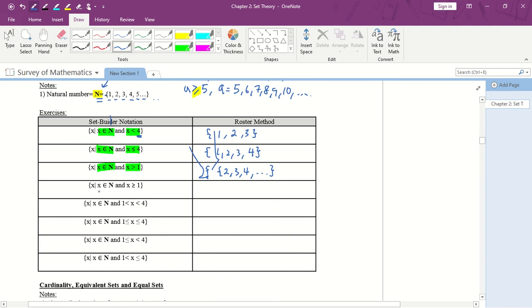Let's look at the next one. x is a natural number, and x is more than or equal to 1. Remember, more than or equal to 1. So it will be 1, 2, 3, 4, and continue. You might ask me how many elements should I write before I write the dots. It depends on you, but at least try to write at least 3. That will be good enough.